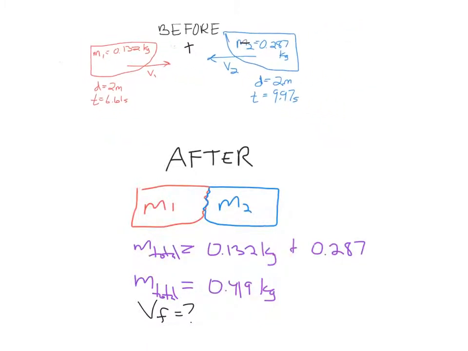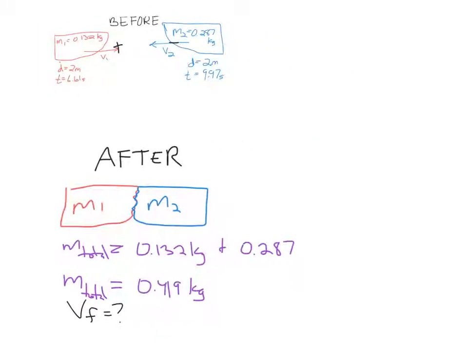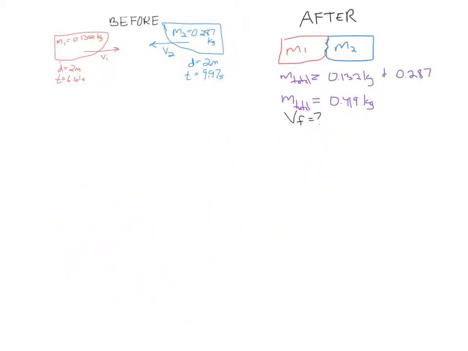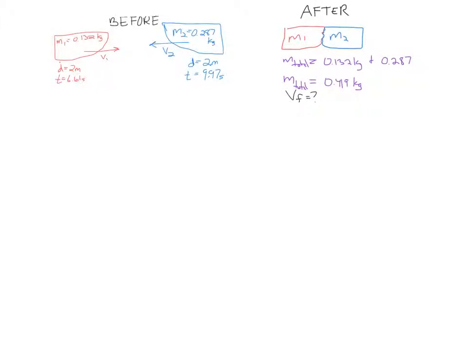Alright, so let's move these guys. We'll move this as well, shrink this down, and take a look at before and after the collision. So we know that regardless, the momentum we have before the collision is going to be equal to the momentum you have after the collision. That's the conservation of momentum. So I know that to be true, and that's where I start on any and all of these problems.